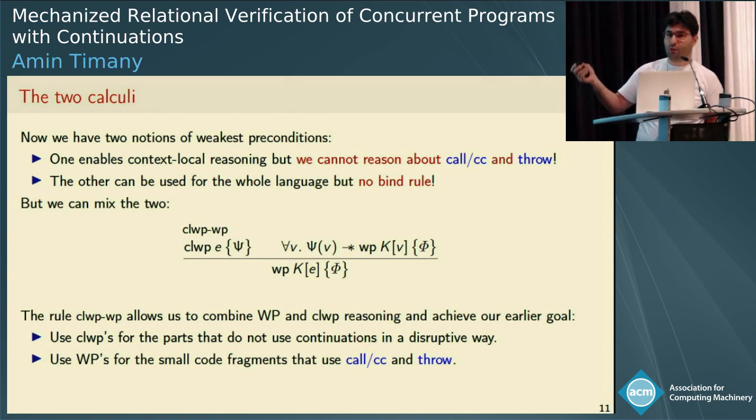If we want to prove that program E is safe under a context K, and we know that E is context local, well, we can apply the bind rule anyway, right? We can just assume that E does not tamper with the context, kind of by definition of context local weakest precondition. And this rule basically allows us to achieve the goal that we had before, that we want to mix the two and reason as much as possible context locally.